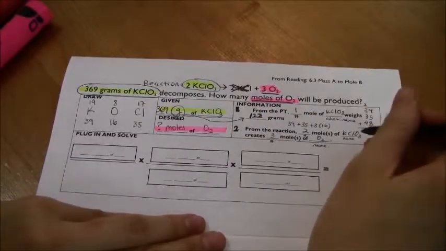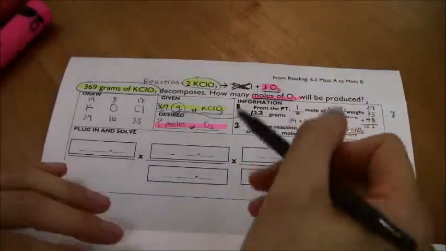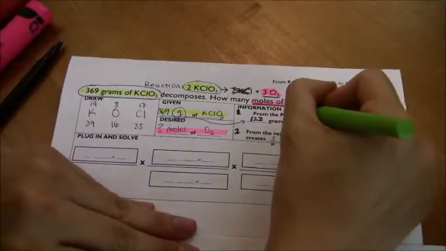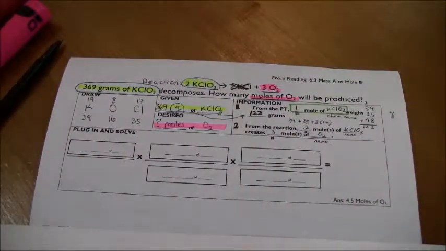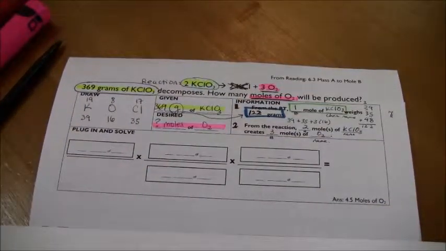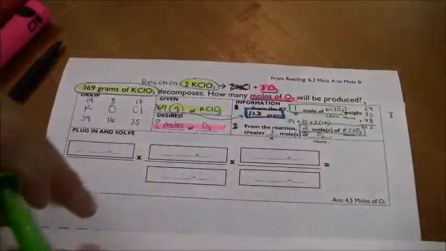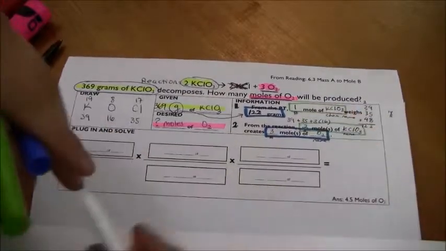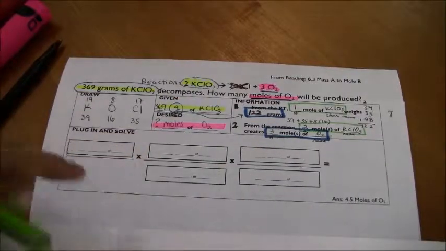Alright, last part. So now we've got to put all these pieces together. Something that might help is to outline your information. There's a bunch of information here. We have 1 piece of information, 1 mole of KClO3, and then we also have the information 122 grams. We have 2 moles of KClO3 and another piece of information, 3 moles of O2. So these pieces here will be rearranged so that all the units can cancel out.